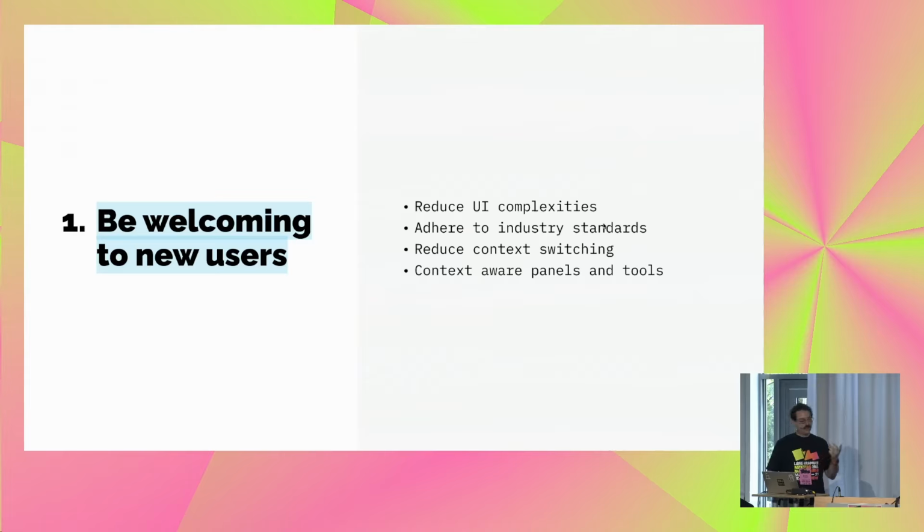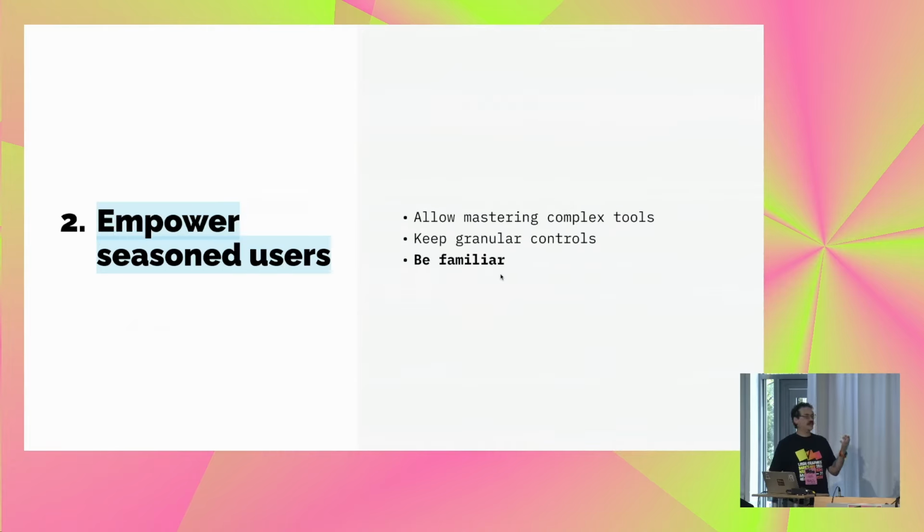I want also to reduce context switching, introduce some context-aware panels and tools so that you don't need to know how everything works to see real results on screen. But also, I wanted to be familiar to the seasoned users. I wanted to empower them. Every time we do some redesign work, we tend to hide complexity, and that's not good for productivity. People know where their stuff is. They've been using the tool for many years, as I have. So if you take it from them, it's also not good for the community.